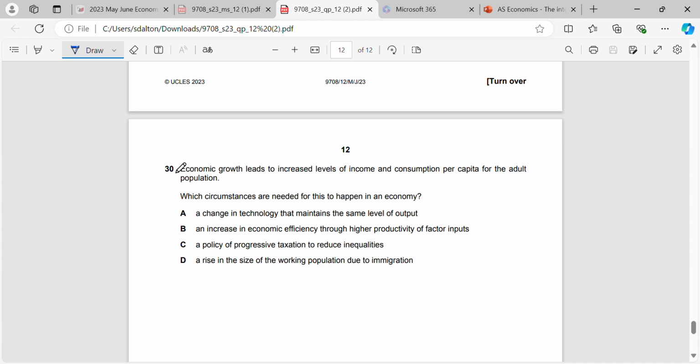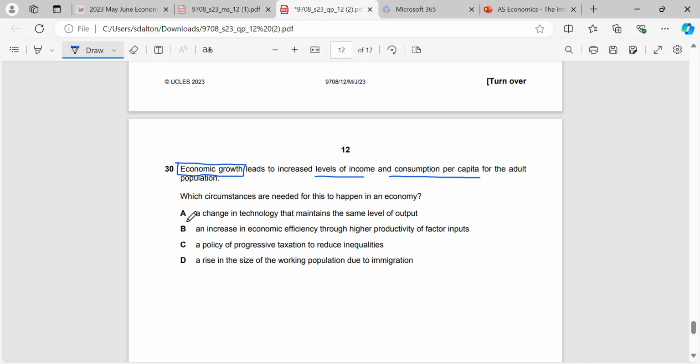30. So economic growth leads to increased levels of income and consumption per capita for the adult population. So what does that mean? That means that on average the income levels and the amount that's being spent on average per person for the adult population will increase. What circumstances are needed for this to happen in an economy?